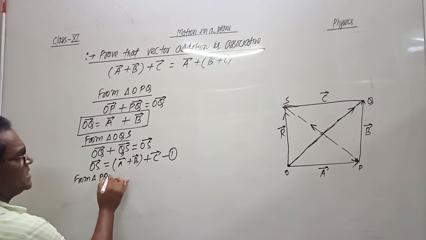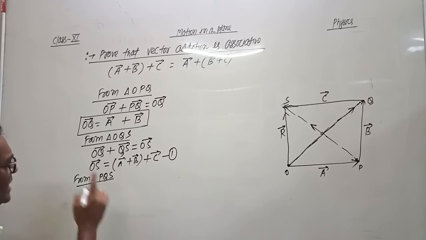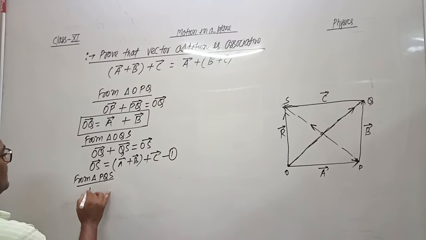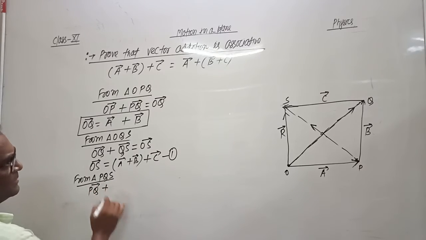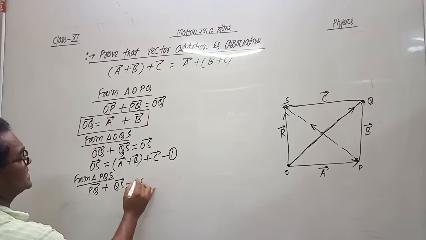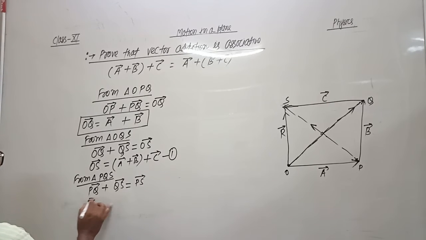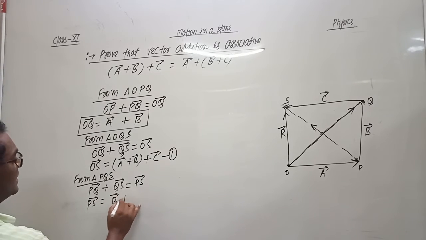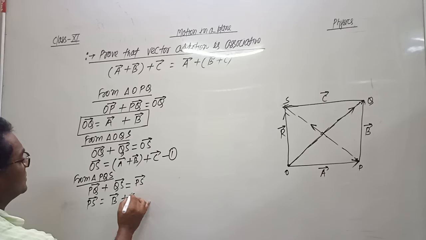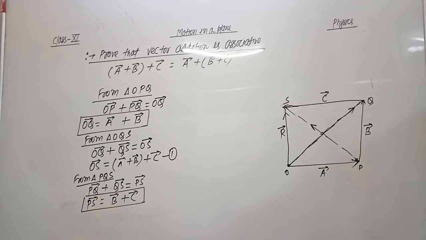From triangle PQS, we can write vector PQ plus vector QS equals vector PS, and we determine the value of vector PS. The value of vector PQ is vector B, and the value of vector QS is vector C. So vector PS equals vector B plus vector C.